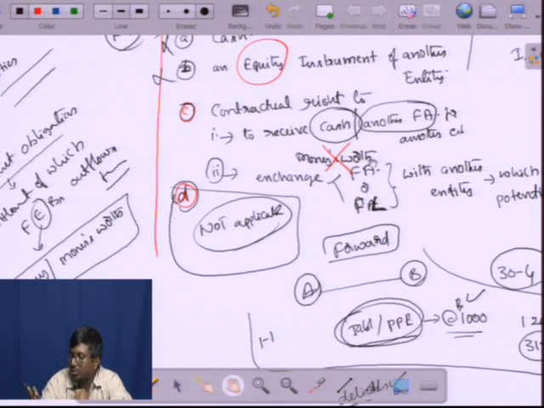Suppose a gold bond is with me. Gold is different, gold bond is different. Suppose I have a gold bond. Tell me, is it a financial asset? Hello, understood? Yes, it is.